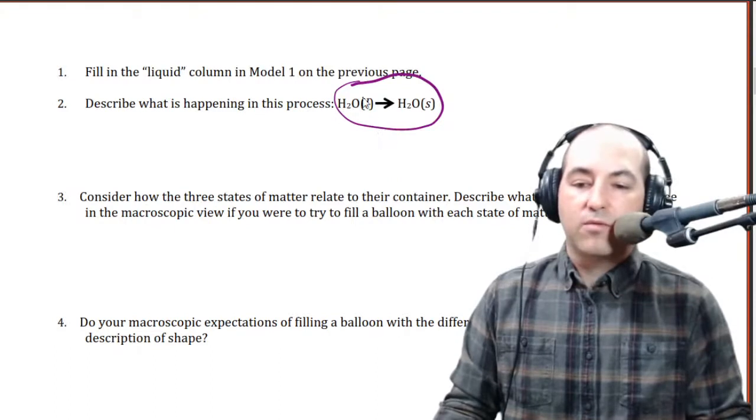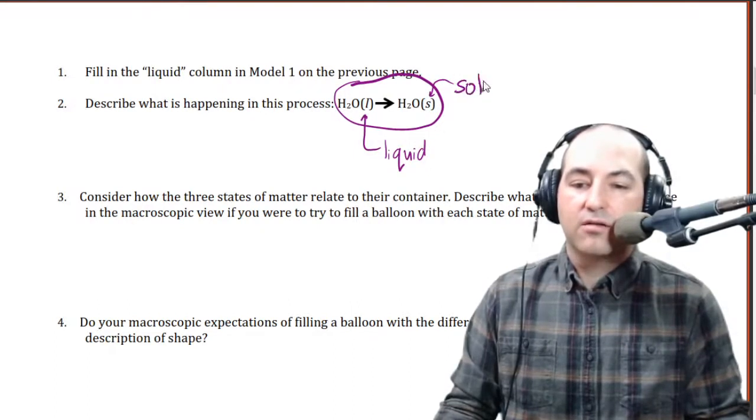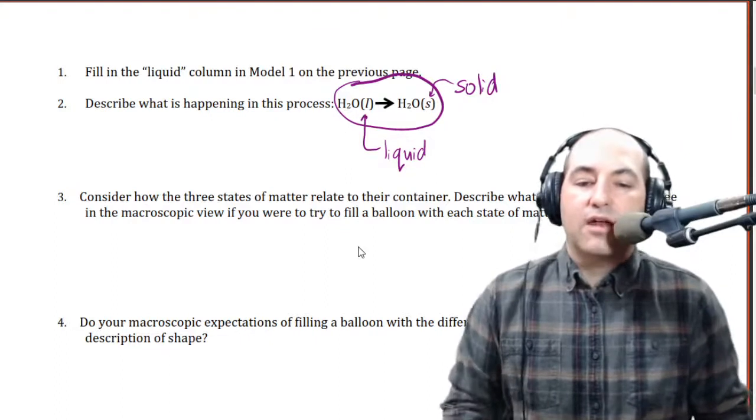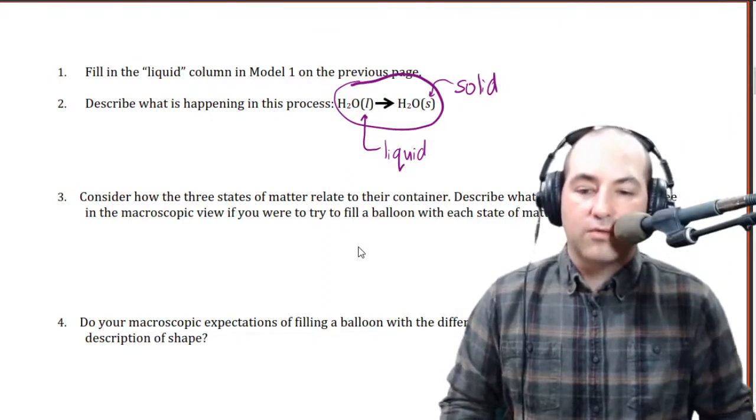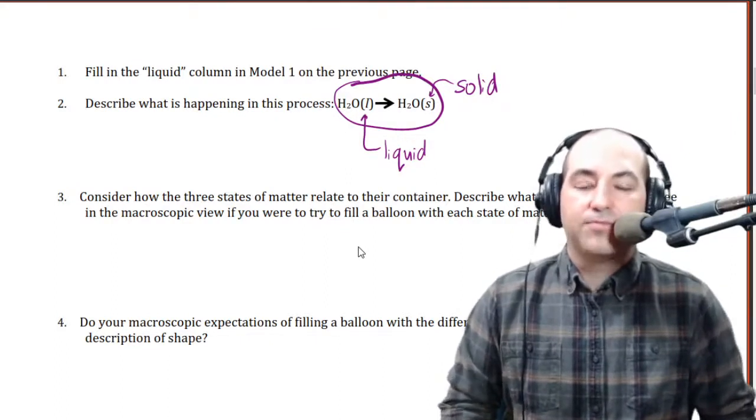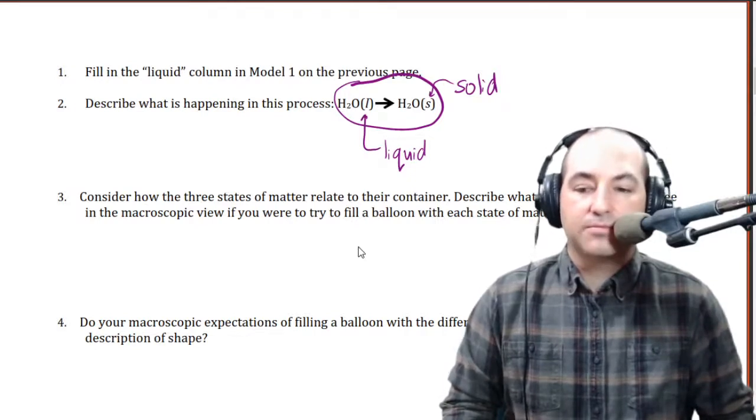But the way that what this is really saying is this is an L for liquid water, and this is an S for solid water. And we're saying that the water is transforming from a liquid to a solid. So that's actually a physical change.